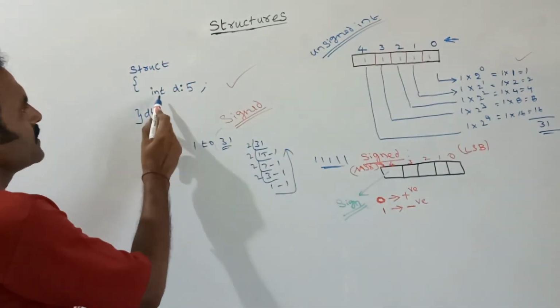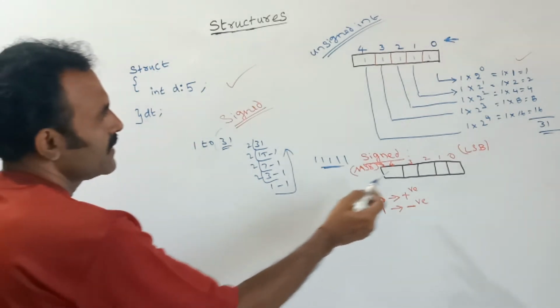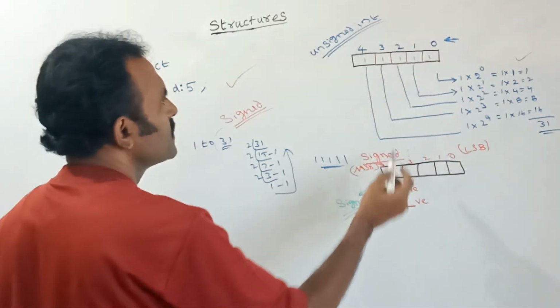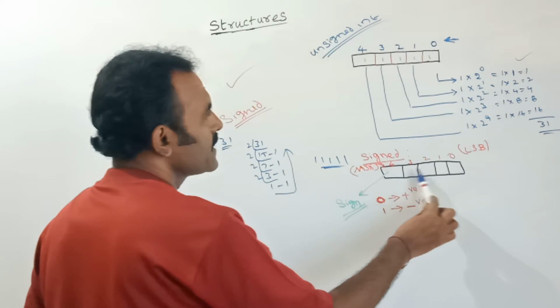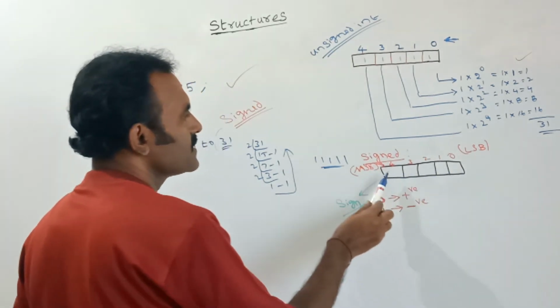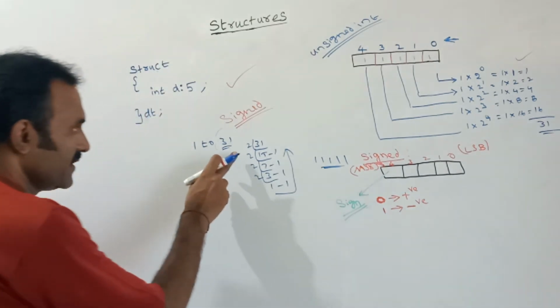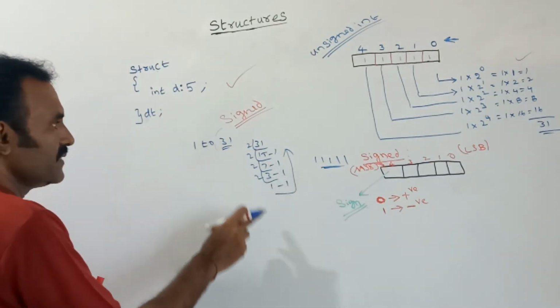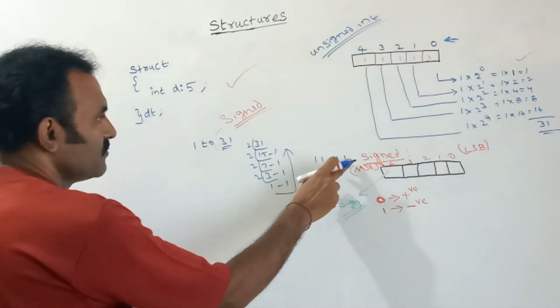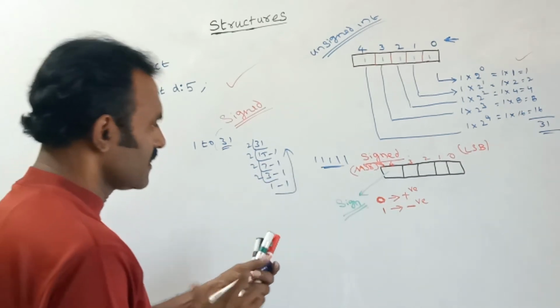So in signed integer, if you are declaring like this, here totally from 0 to 4th position, here these 4 bits were used for data, this one is for the sign. So if you are giving 31, then what will be the binary values? 5 ones. So here it occupies like this.